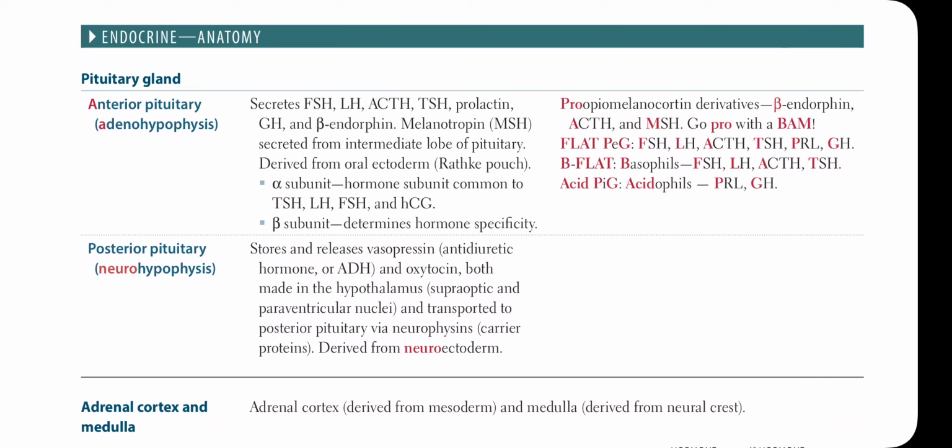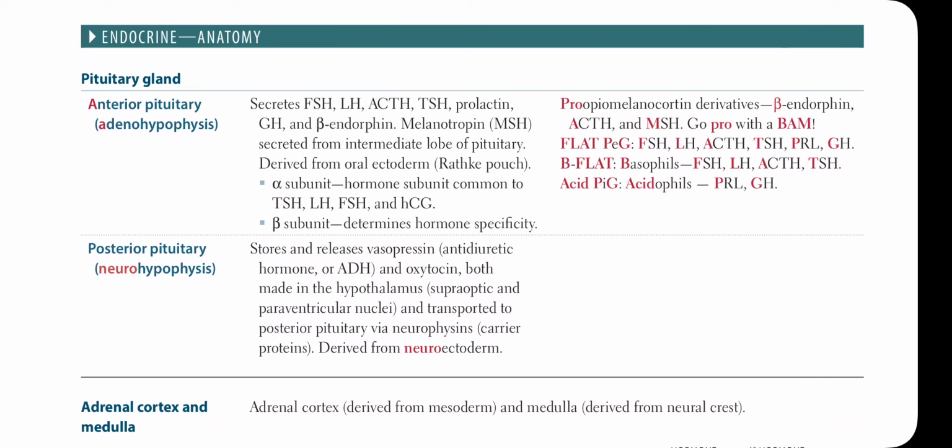So we talked about anterior pituitary, now we're talking about posterior pituitary. Anterior pituitary, we say that it secretes FSH, LH, ACTH, TSH, prolactin, beta endorphins, growth hormones, melanotropins. Melanotropins are coming in from the intermediate lobe of the pituitary. Then we said that this is derived from the Rathke's pouch, which is the oral ectoderm. Then alpha subunit, FSH, LH, TSH, and HCG. Beta is the specificity of the hormones.